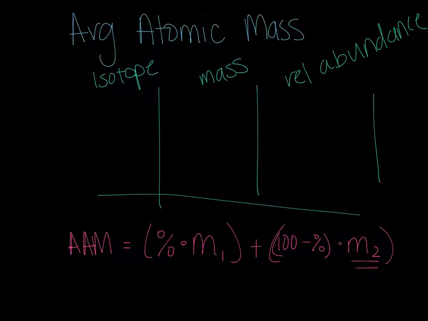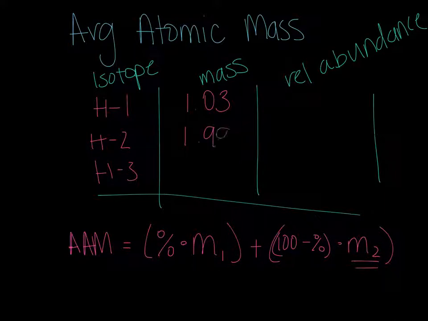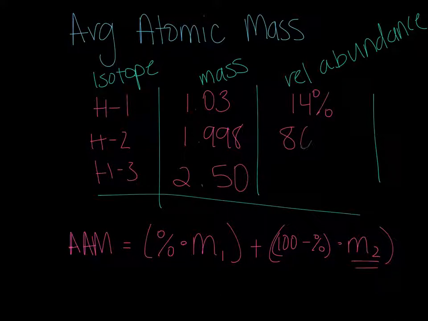You might have hydrogen 1, hydrogen 2, hydrogen 3, for example, okay? And each one has their own little mass. So 1.03, this one will be like 1.998, and this one will be 2.5. Okay, let's just pretend. I don't really know what they would be. But you would have your mass, and then you would have your relative abundances. So we would tell you something like 14% is this one, and 80% is this one. Okay, and then 6% is your last one.